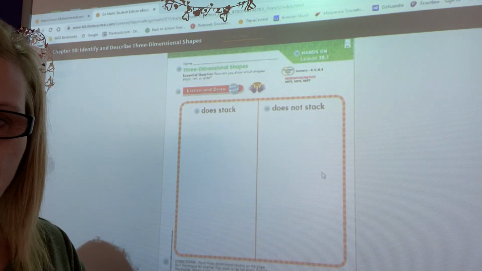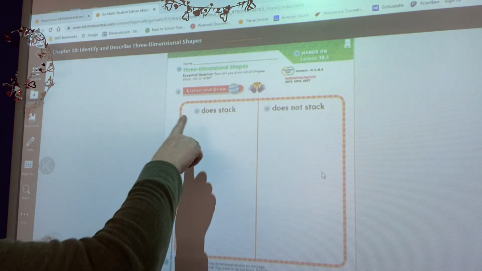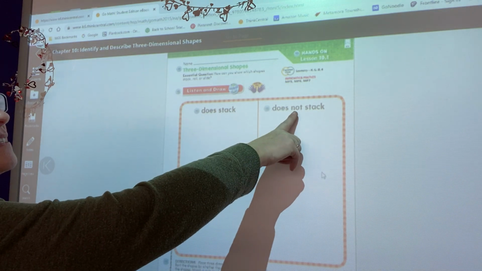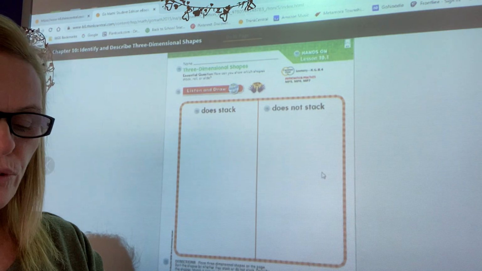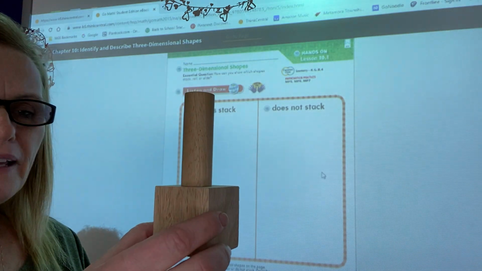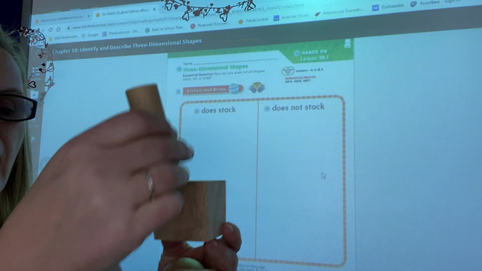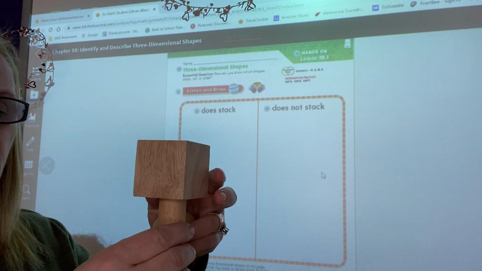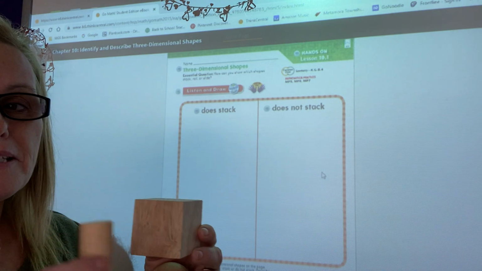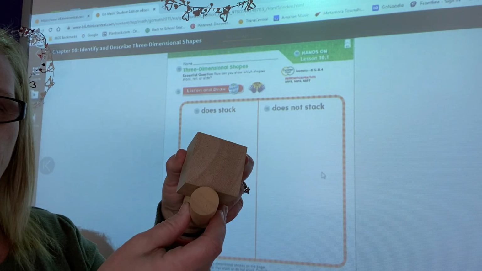So from the four shapes I introduced to you today, we need to take a peek and see what does stack and what does not stack. So the first one I showed you, a cube and a cylinder, will stack, and they can stack on top of each other even if one is different than the other. Now, when we talk about stacking, we want to make sure that there are flat surfaces. Those both have flat surfaces.